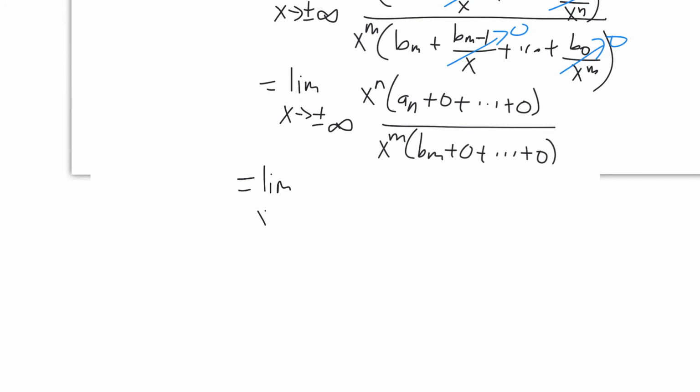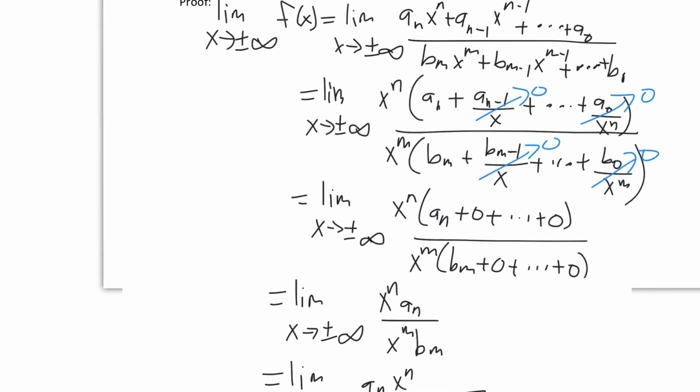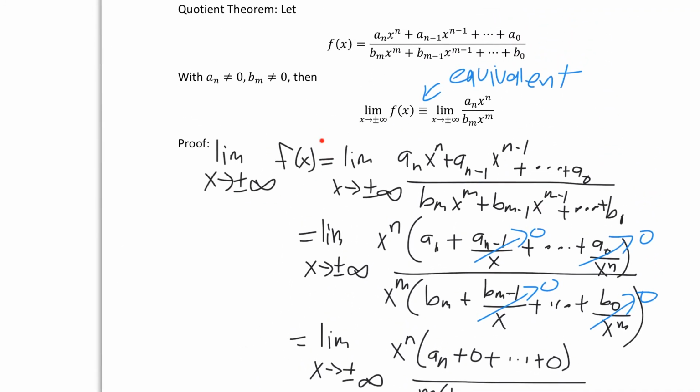The limit as x approaches plus or minus infinity of a_n x^n over b_m x^m, which usually we write with the constant first. So the limit as x approaches plus or minus infinity of a_n x^n over b_m x^m. And there's our proof. We've shown that the function on the left-hand side is going to be equivalent to this version on the right-hand side.